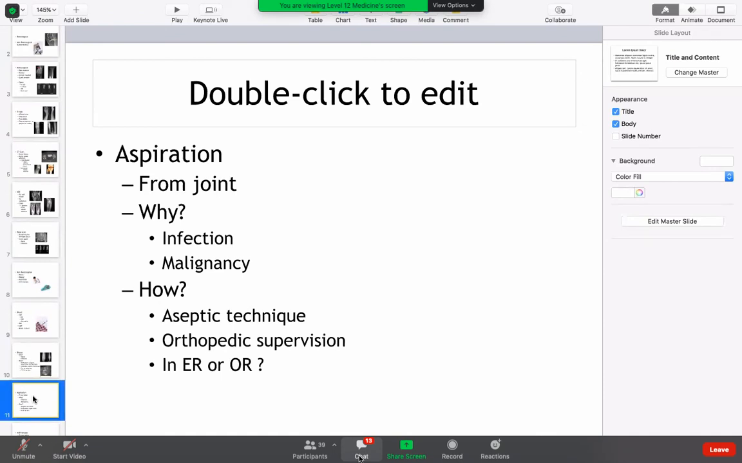Aspiration of joints is usually good for infection and also in some cases of malignancy. So the same thing, aseptic technique, orthopedic supervision. You can do it either in the clinic, in the emergency room, or in the OR. It depends on the purpose of doing the aspiration, but most of the time this can be done in an outpatient setting.